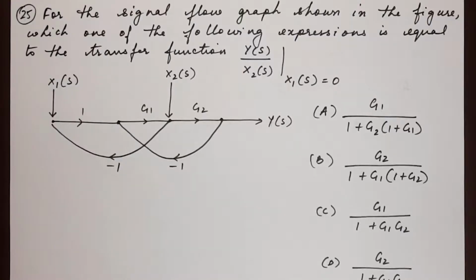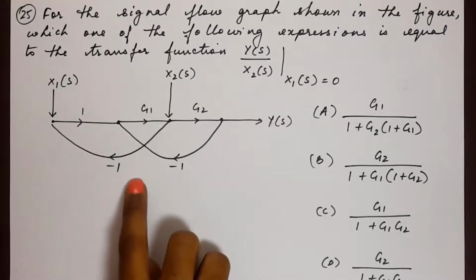The next question, number 25. For the signal flow graph shown in the figure, which one of the following expressions is equal to the transfer function y of s by x2 of s at x1 of s is equal to 0? So we have been given our signal flow graph along with 4 options to choose from.